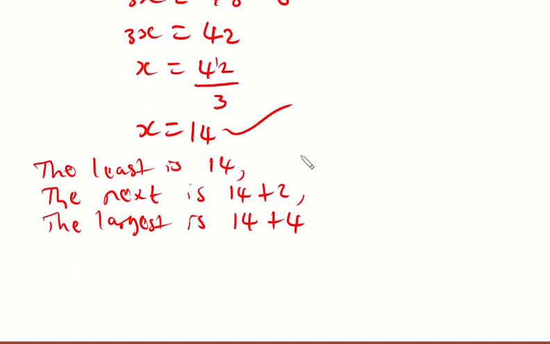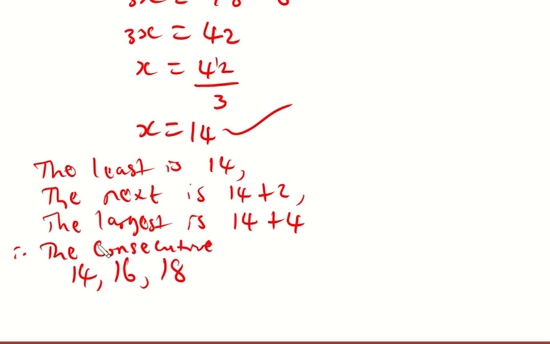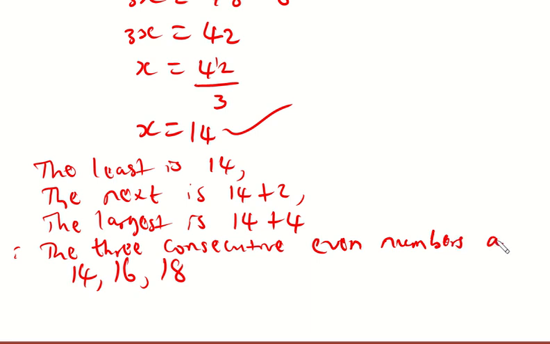Let's write them in consecutive form. We have 14, comma, 14 plus 2 is what? 16. And then 14 plus 4 is what? 18. So these are the numbers. Therefore the three consecutive even numbers are 14, 16, and 18. And that's your final answer.